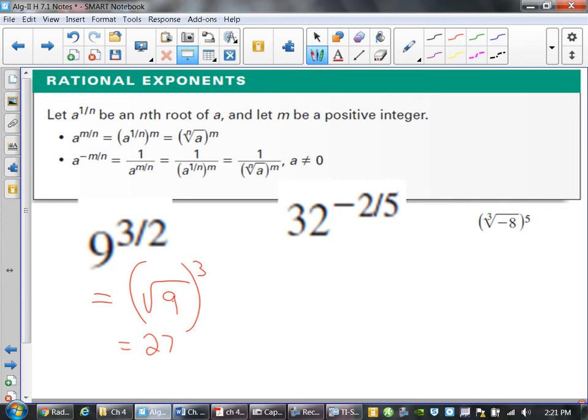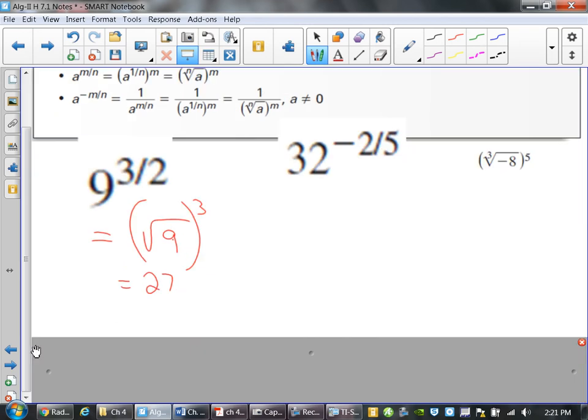32 to the negative 2/5. What's the nth root then? 5. So this becomes 1 over the 5th root of 32 squared.